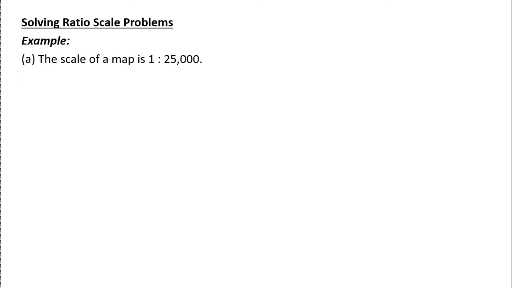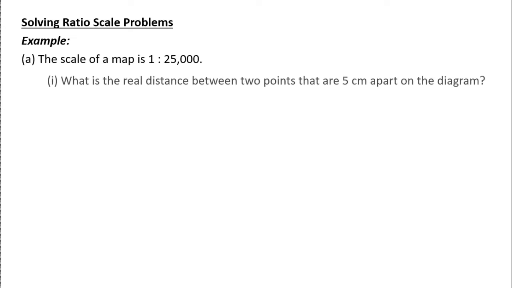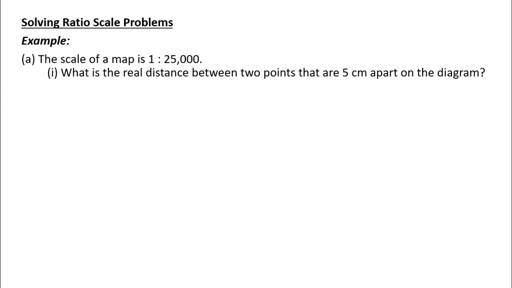So let's have an example here. Solving ratio scale problems, example number one. The scale of a map is 1 to 25,000. It means, because usually we use centimeters on a map, 1 centimeter to 25,000 centimeters in real life. So that's the scale. First question: what is the real distance between 2 points that are 5 centimeters apart on the diagram or on the map?